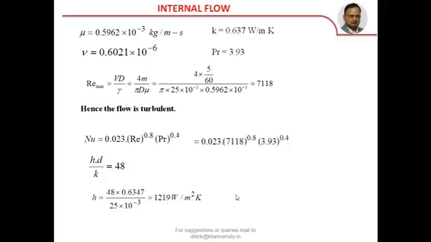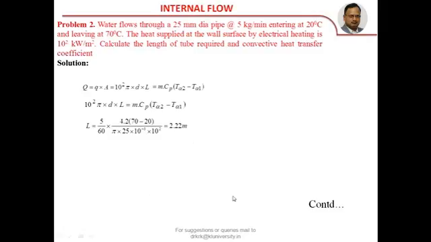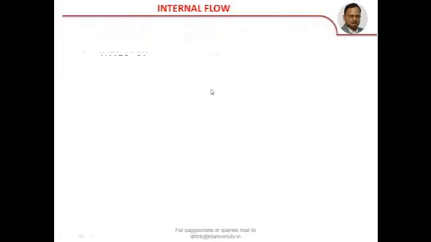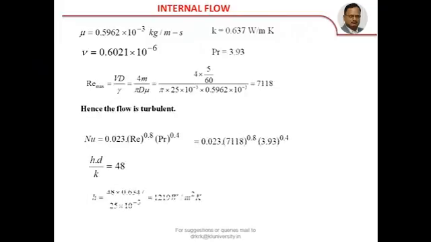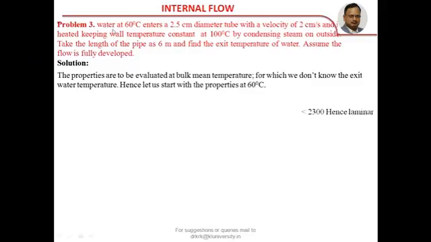So for turbulent flow, let us use the Dittus-Boelter correlation. Nusselt number is 0.023 Re to the power 0.8, Prandtl number to the power 0.4. Why 0.4? Because while water is passing through the tube, it is getting heated up. So you will get the value of Nusselt number 48, which is equal to Hd by K. You know the K value and you know the diameter of the pipe. You will get the H value 1219 watt per meter square Kelvin. So that is how you have to determine the convective heat transfer coefficient and length of the tube required.